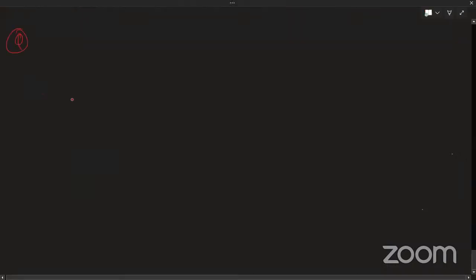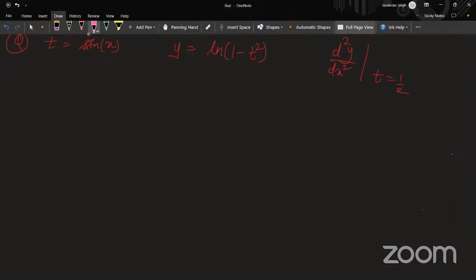It has been given to you that t is equal to sine of x, and y is equal to ln of 1 minus t square. It is asking you the value of d2y by dx square at t is equal to half. How should we do it?